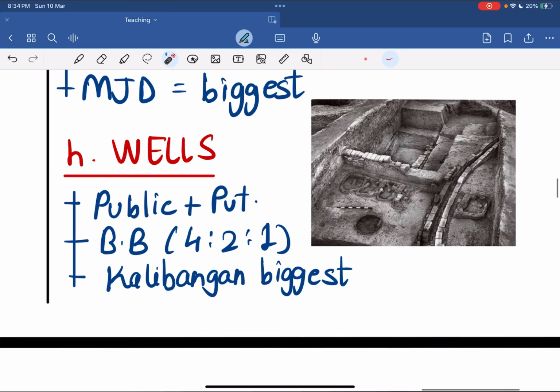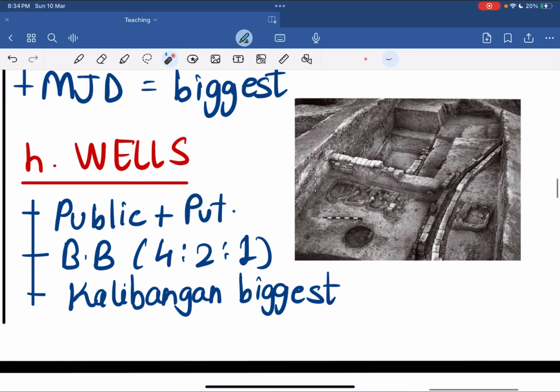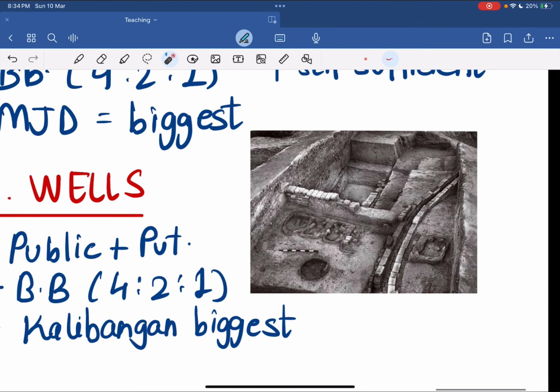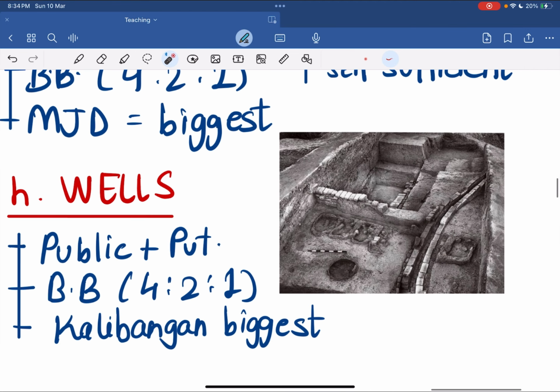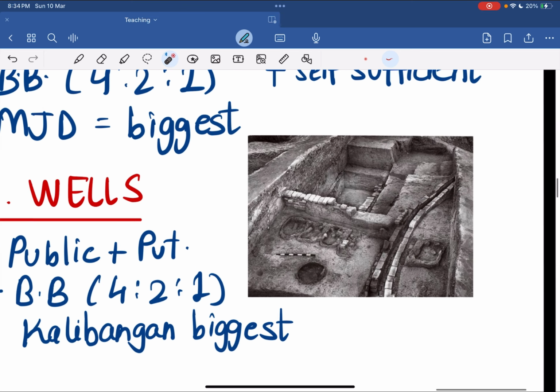Now let's move on to the other section, wells. So in this very picture you see a well. These are the remains of a well, which we excavated. See, this is the drainage section. These are wells; this whole excavated site is of a well.